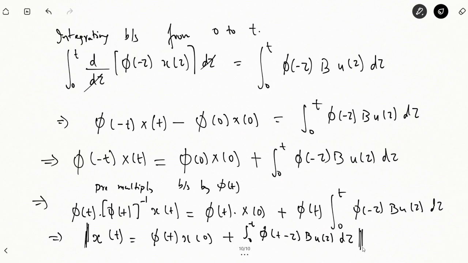Right? In case of a homogeneous solution, x of t is equal to phi of t times x0. In case of a non-homogeneous state equation, x of t is equal to phi of t times x naught plus the integral term, phi of (t minus tau) B u of tau d tau. Right? So this is the solution of state space equations.